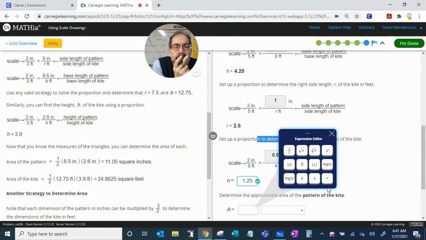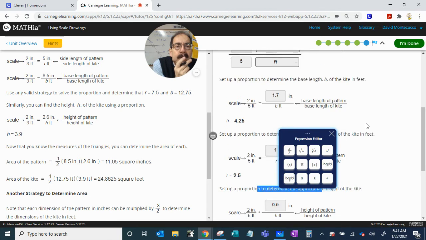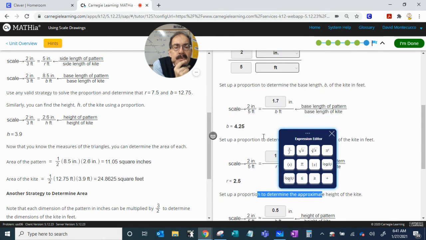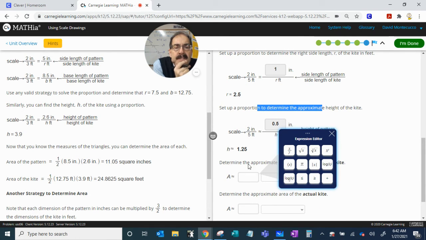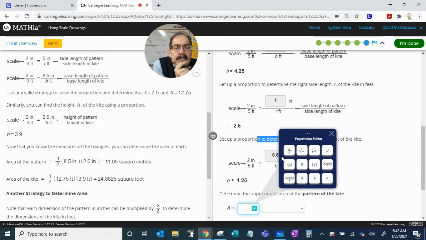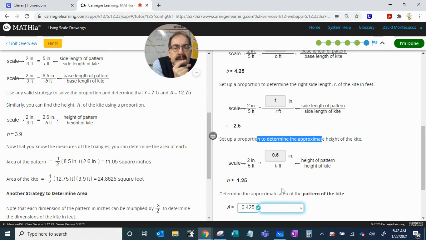The pattern of the kite is base times height divided by 2. 1.7 and 0.5, 1.7 times 0.5 divided by 2. And that's going to be square inches.